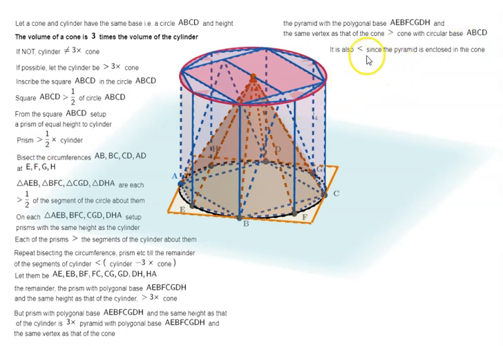But it is also less. Why? Because the pyramid is enclosed in the cone. So it is greater than the cone. It is also less than the cone because of enclosure. So we have reached a contradiction. So therefore, the cylinder is not greater than 3 times the cone. So we have disproved our first case, where we assumed that the cylinder is greater than 3 times the cone.